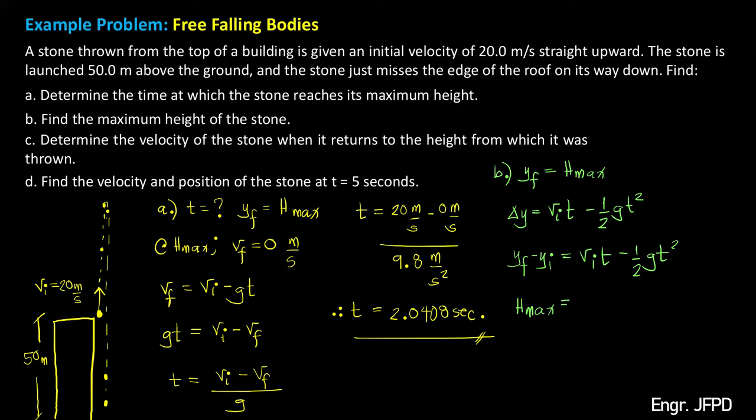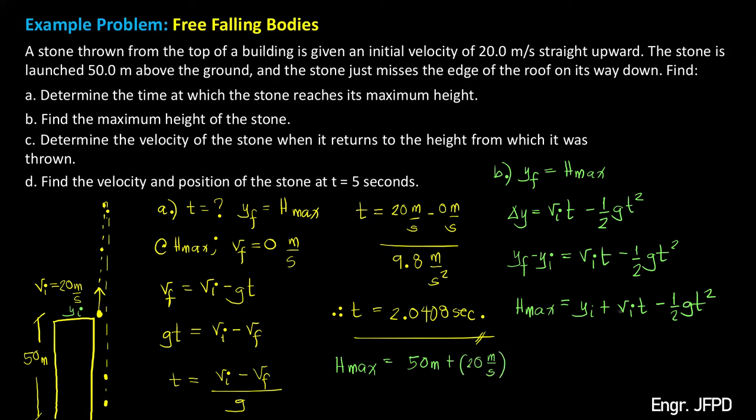Just simply transpose this yi on the right side of the equation, that will be yi plus the vit minus 1/2 gt squared. Then let's now try to substitute our values for the yi. That is the initial position of the stone, wherein initially this is 50 meters from the ground, that is 50 meters, plus the initial velocity of 20 meter per second.